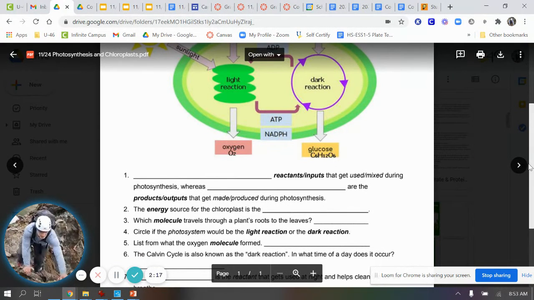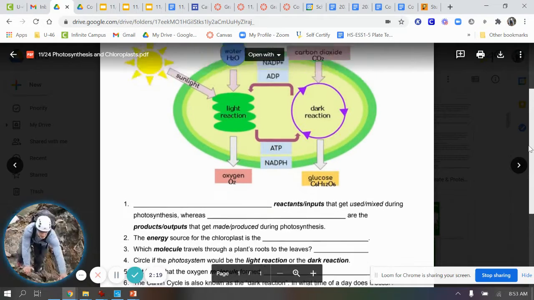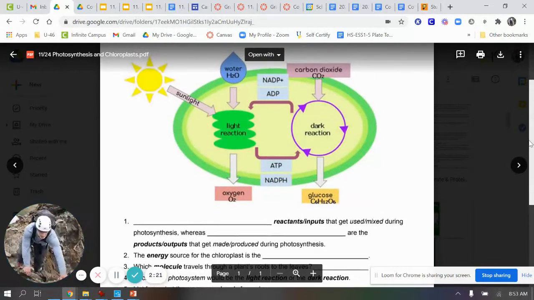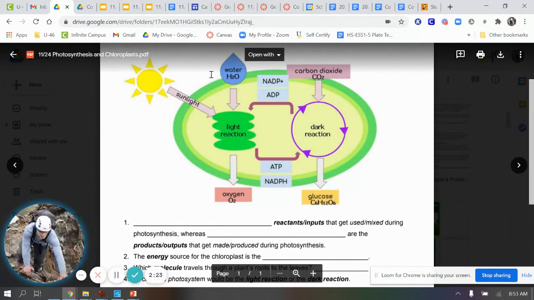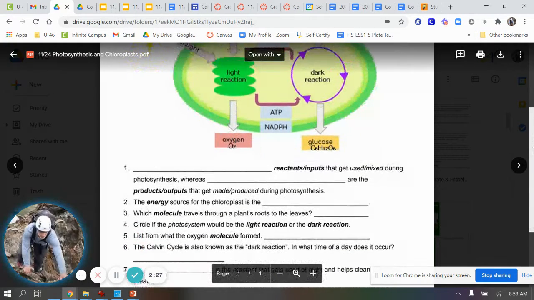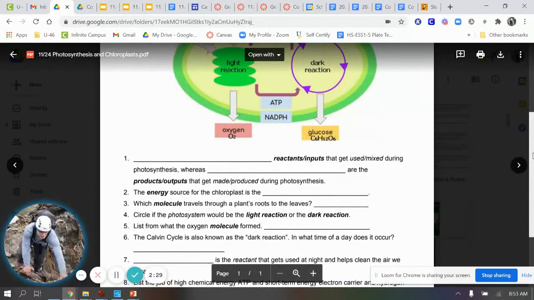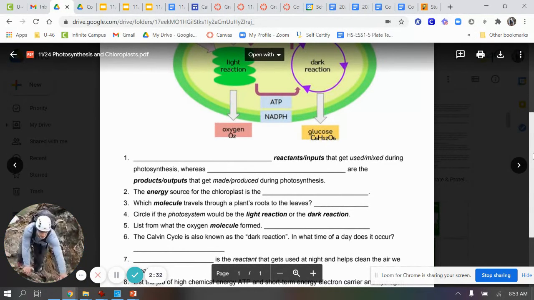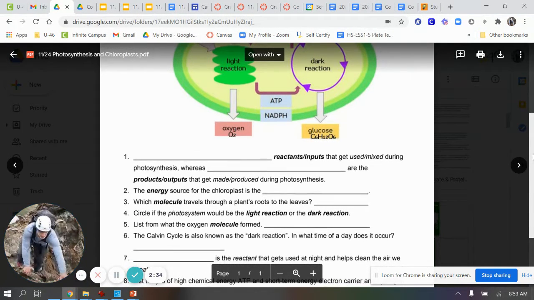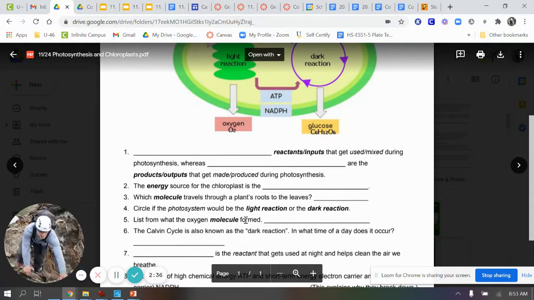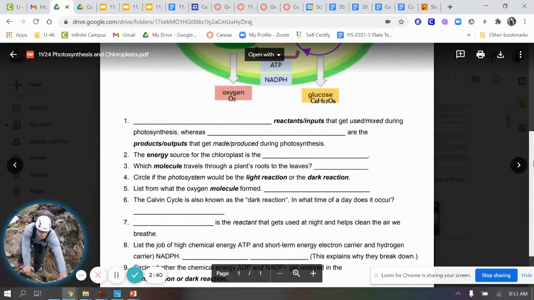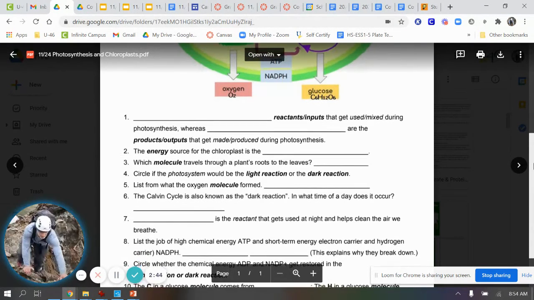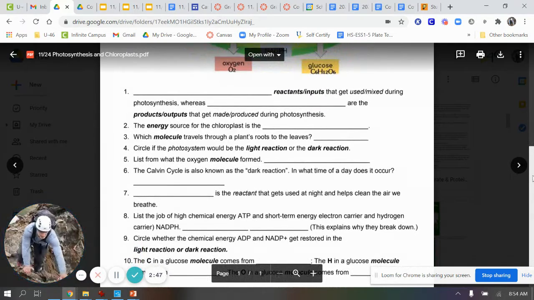Which molecule travels through a plant's roots to the leaves? That one's not covered on the picture, but of these different chemicals, you can review your notes if you don't recall which one's coming in through the roots, but I think that one is pretty well known by all of you by this point. And there's some choices here, light or dark, based on the word photosystem. Right? So some things happening. Photo, what's a photo require? Again, using the definition, that will make it super easy.